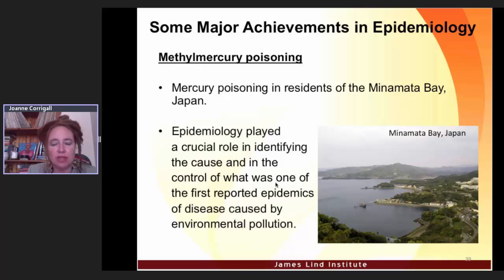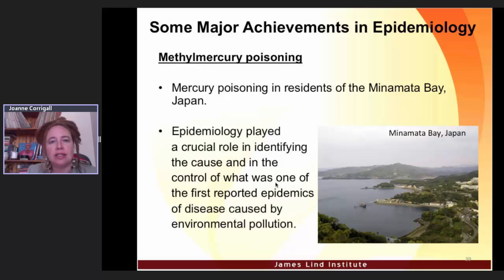Nowadays, of course, we know a lot of examples of this, but this is again a way in which epidemiology really was helpful in identifying the cause by observation, questioning, and then was able to prevent that poisoning by reducing people's consumption of that fish.